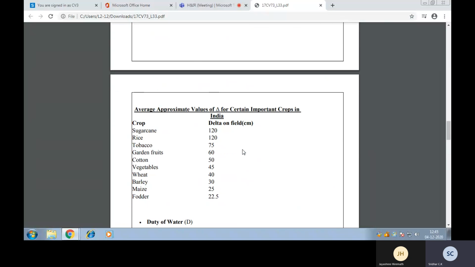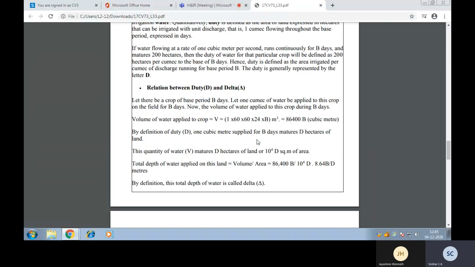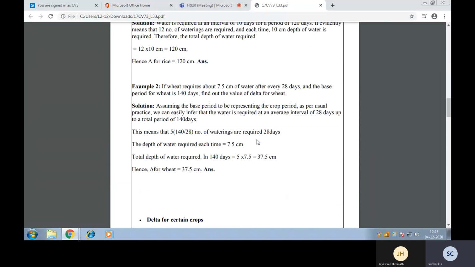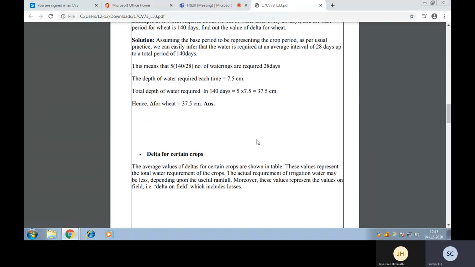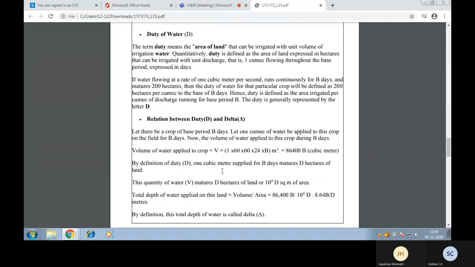And also we have highlighted some of the depth of water required in centimeters for the growth of crops. We have also gone through very simple examples, two examples where we found the delta for a particular type of crop, either rice or wheat. And we highlighted the crops having the highest depth of water, like sugarcane or rice, and the lowest as fodder.